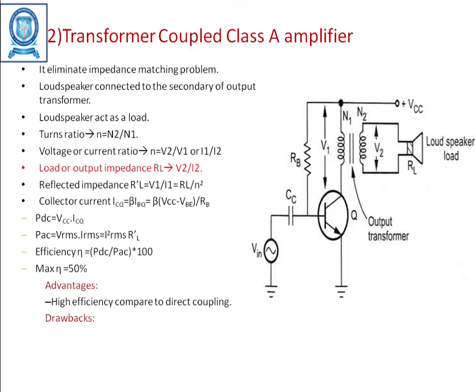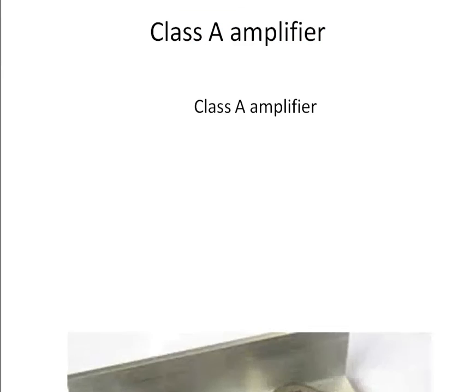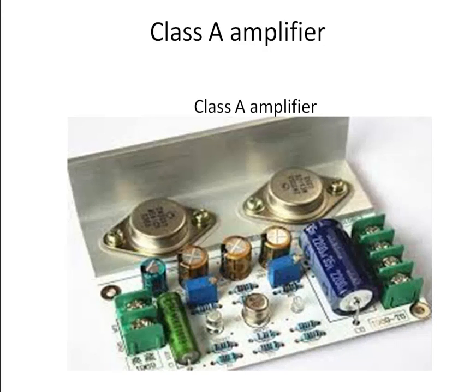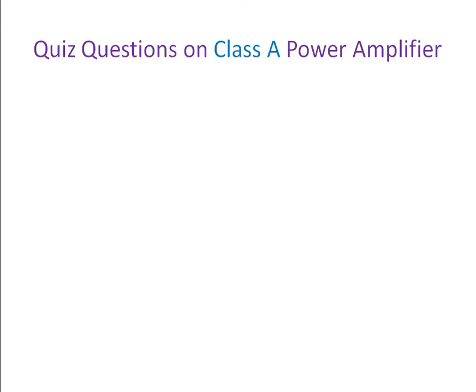The advantage is high efficiency compared to direct coupling. But the drawbacks are that the circuit size is large, the circuit design is complicated, and the frequency response is poor. So this is a model of the Class A amplifier, which we have used. Then, quiz questions on the Class A amplifier.